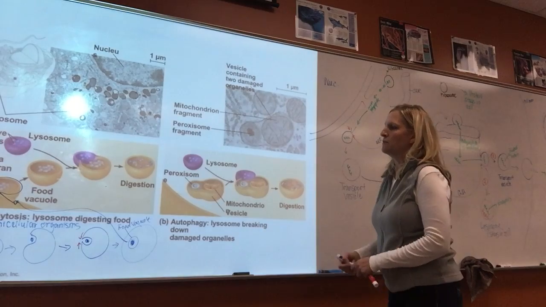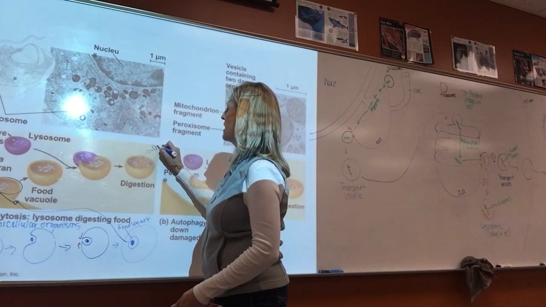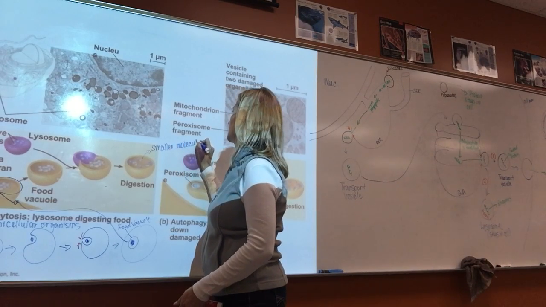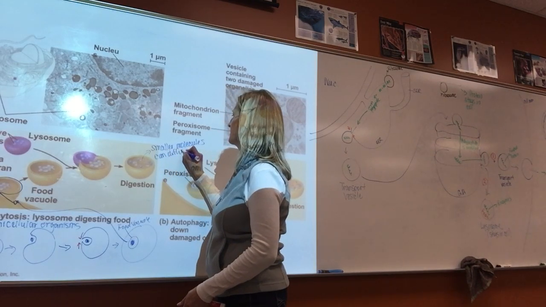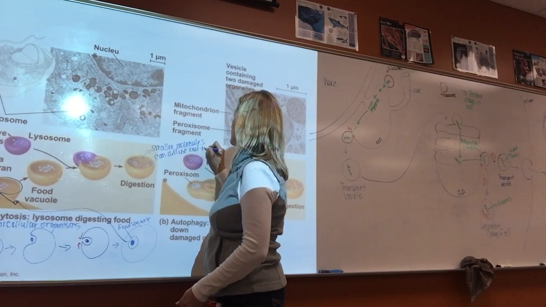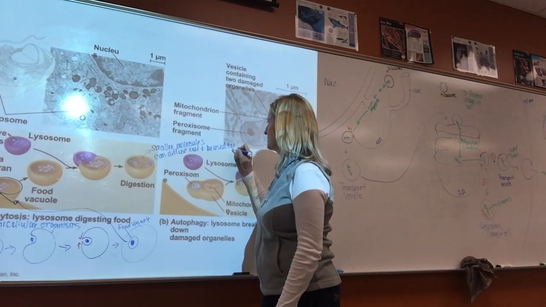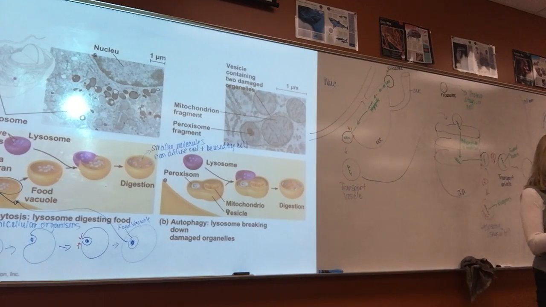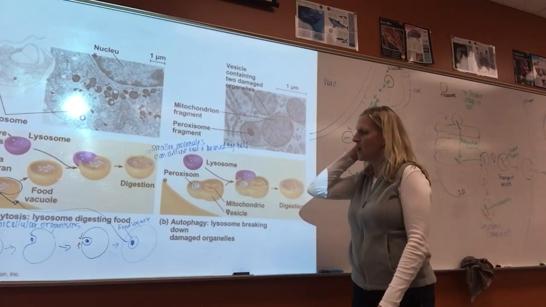All right, and so these guys here, this is the smaller molecules, can diffuse out and be used by the cell. So that's how a small organism gets its food. Example number 2 of what a lysosome does is this autophagy.